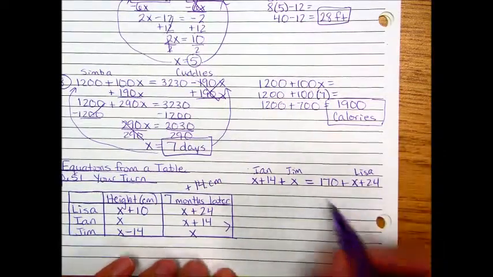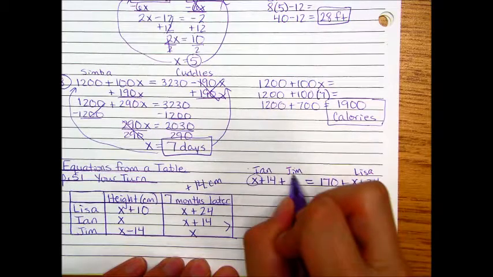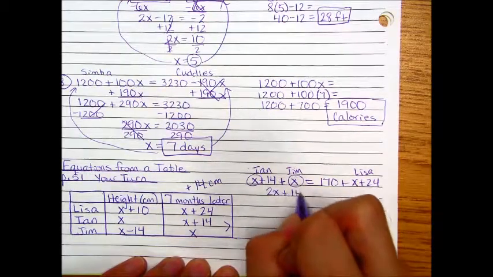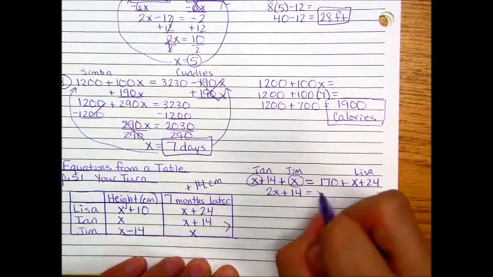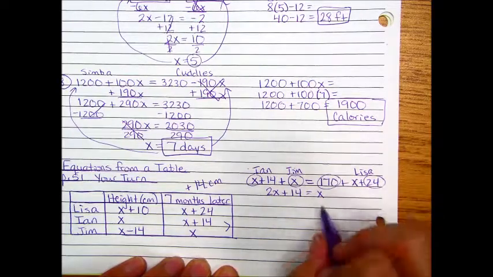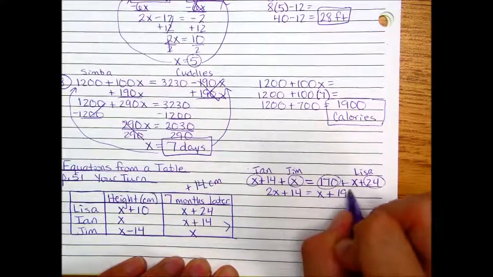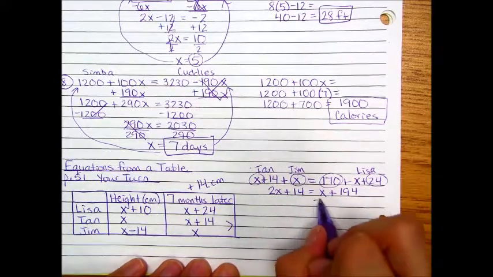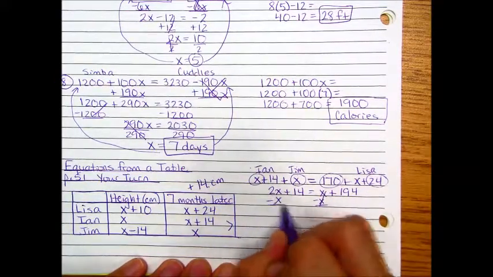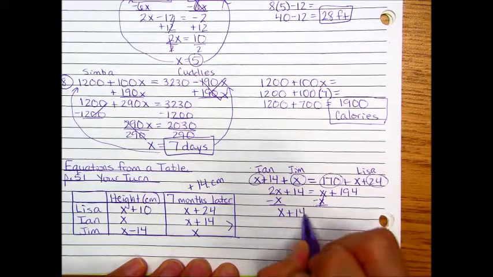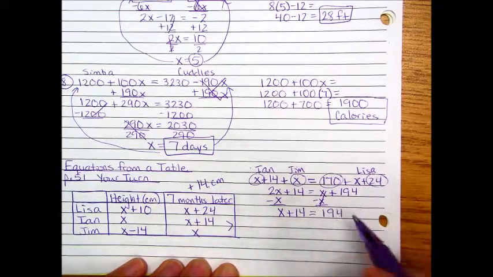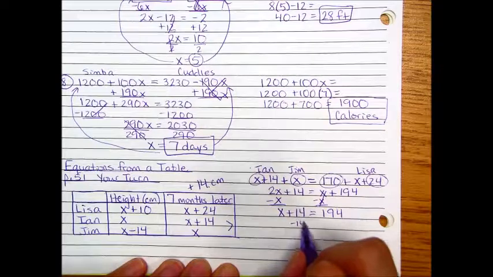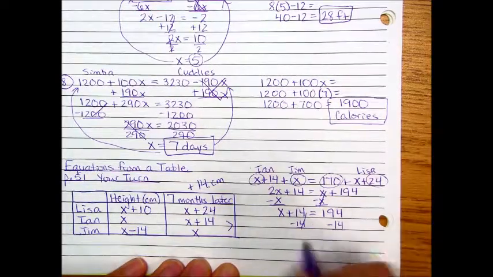So solving from here, we're going to combine like terms and get 2x plus 14. We're going to combine the 170 and the 24 and get x plus 194. We're going to get our x's on the same side, so I'm going to subtract x on both sides, leaving x plus 14 equals 194. And then we're going to subtract 14 on each side to get x equals 180 centimeters.